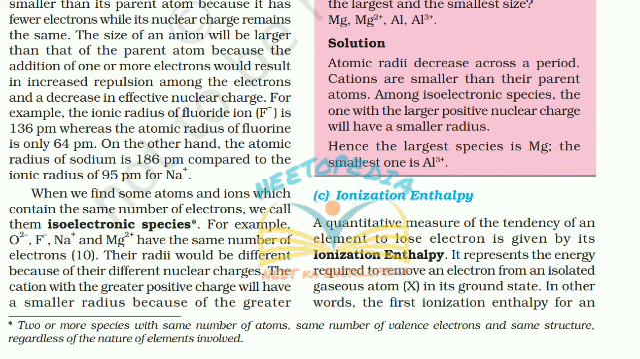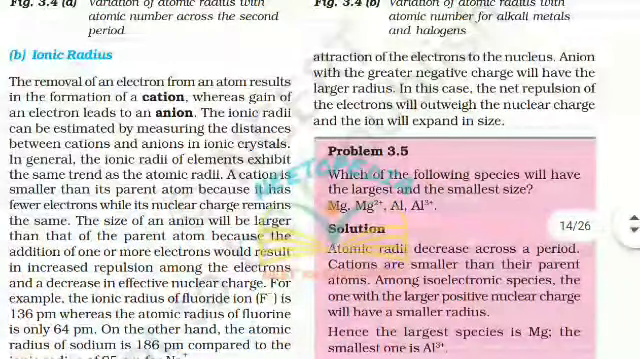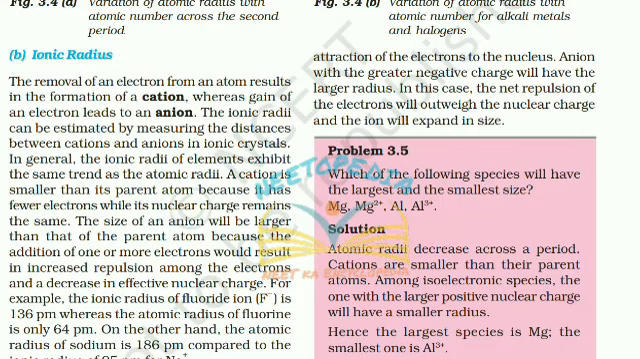The cation with greater positive charge will have the smaller radius because of the greater attraction of electrons to the nucleus. An ion with greater negative charge will have the larger radius. In this case, the net repulsion of the electrons will outweigh the nuclear charge and the ion will expand in size. Problem 3.5. Which of the following species will have the largest and smallest size?